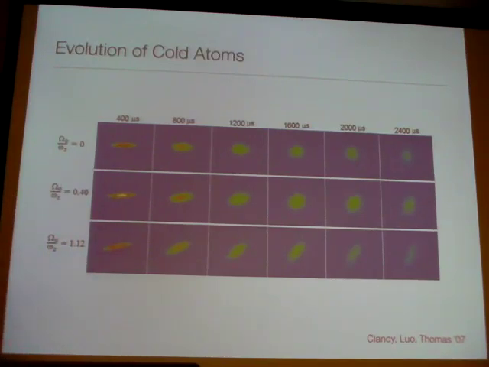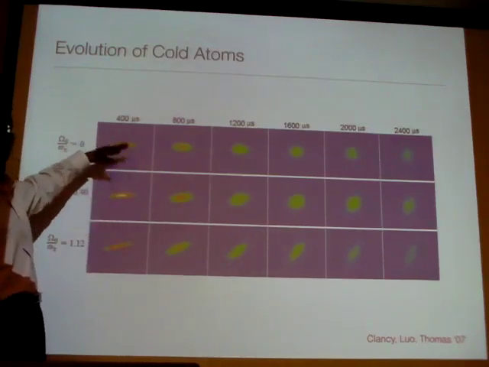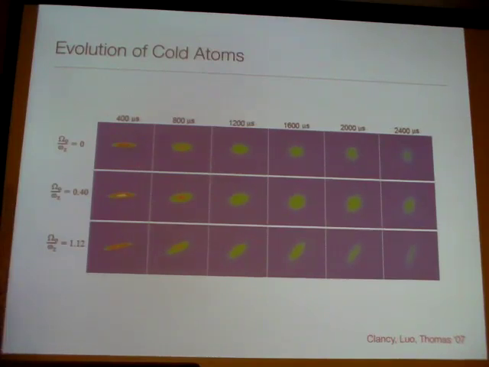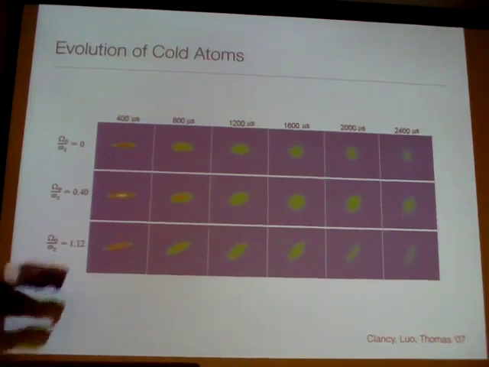Are the axes velocity or position? They are positions. This axis is position. I don't get the velocity information. Is position also velocity by time of flight, basically? Yeah, velocity by time of flight. I see.